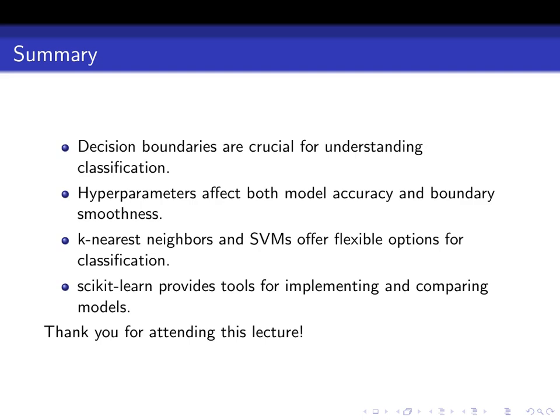Hyperparameters play a significant role in both model accuracy and boundary smoothness. K-nearest neighbors and SVMs are flexible tools for classification, and Python's scikit-learn library makes implementation straightforward.